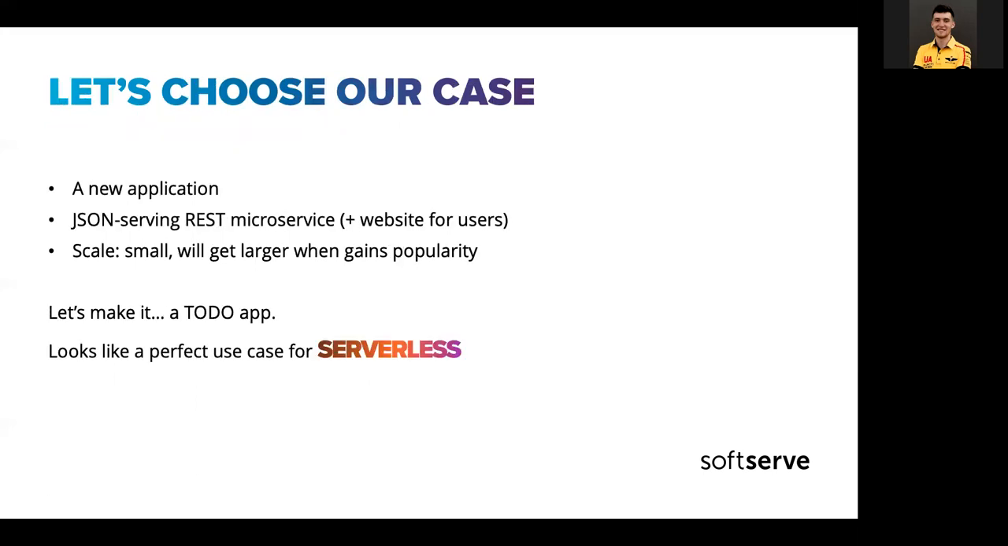So let's focus on one single simple specific use case. Let's write a new application, which will be a JSON serving REST microservice, plus somewhere in the future, a website for the users. It's quite common, I would say, because that's how you develop applications right now, mostly as REST microservices. Scale will be small in the beginning because we are just creating our application, but when we quote unquote publish it, it might get larger.